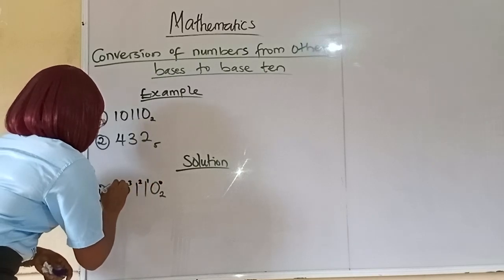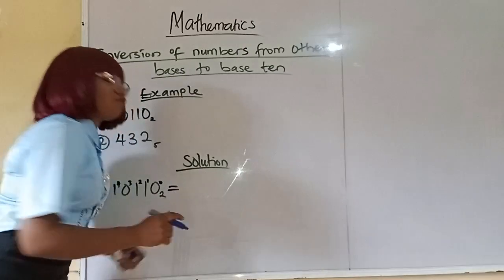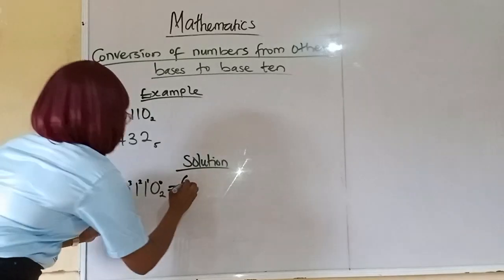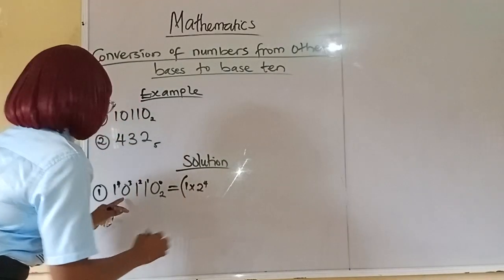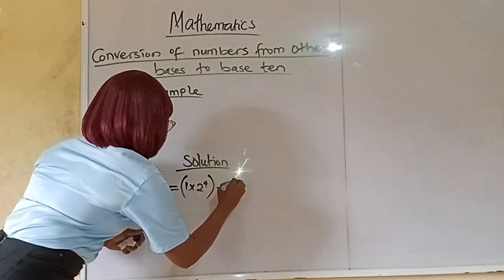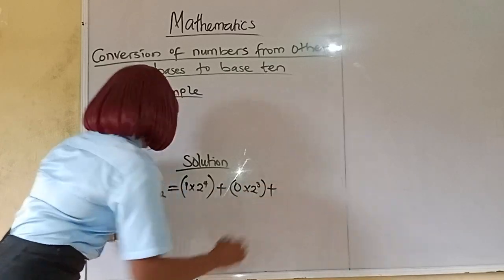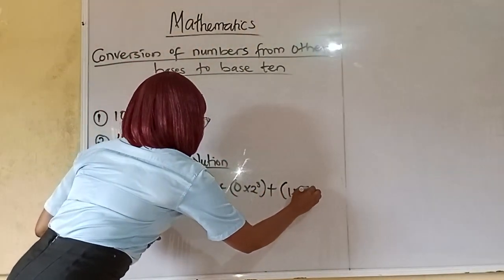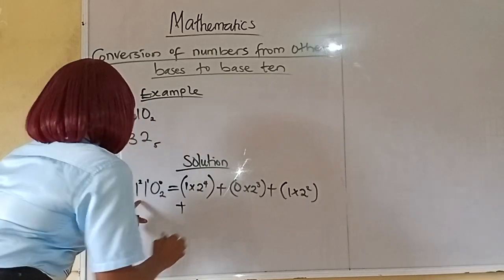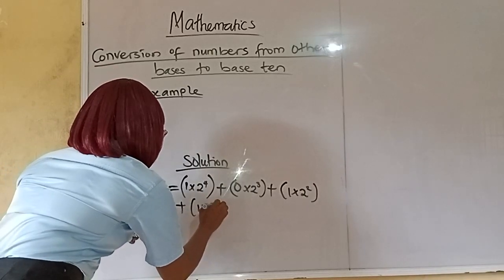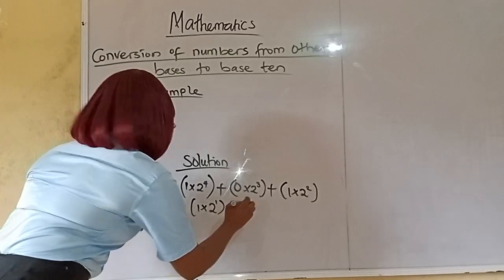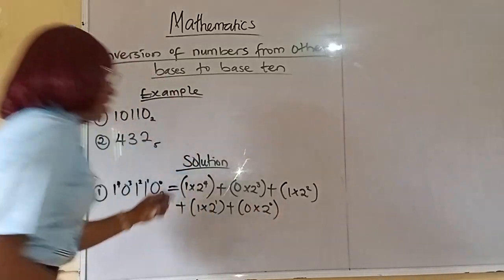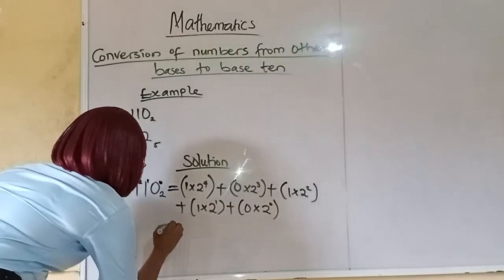1, 2, 3, and 4. So first of all, expand it in powers of the base. Remember, the first time around, because we did it before, I pick 1 times 2 raised to the power of 4 plus 0 times 2 raised to the power of 3 plus 1 times 2 raised to the power of 2 plus 1 times 2 raised to the power of 1 plus the last one, 0 times 2 raised to the power of 0. That was what we did in expansion, right? Yes, that's what we did.